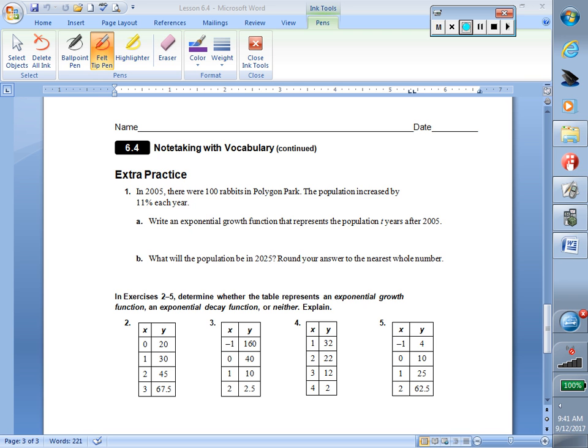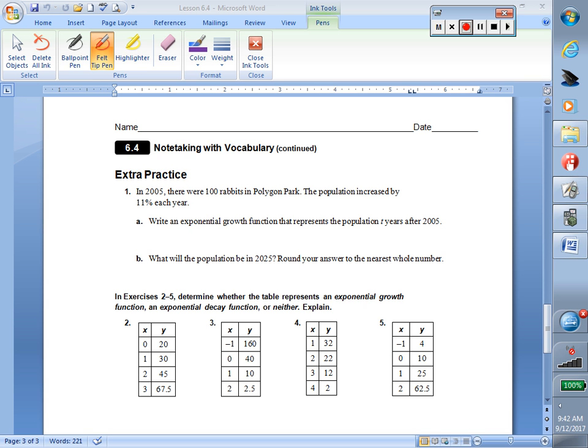So let's just take a look at question 1 to see what types of situations we're going to be dealing with. In 2005, there were 100 rabbits in Polygon Park. The population increased by 11% each year. So we're going to need to write a function, aka an equation, to represent that situation so we can figure out the population for any years that we'd want to.